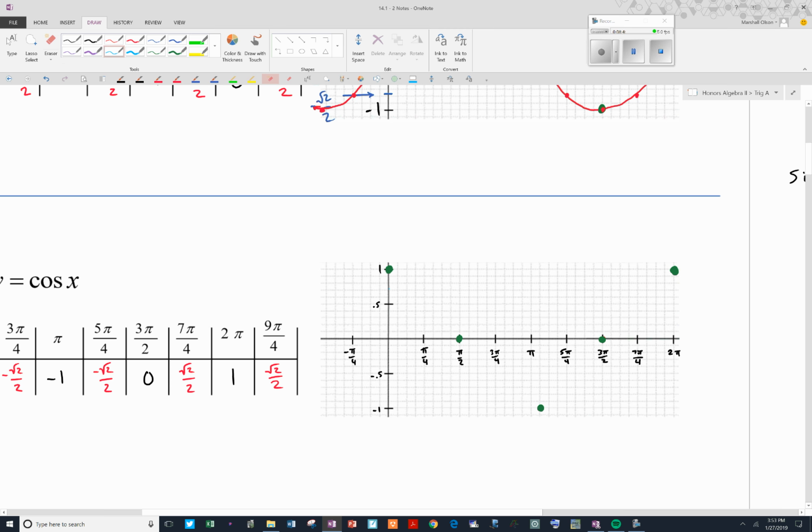So I'm just going to guess where the square root of 2 over 2, or 0.7, is, right about there. And then we could fit our other points in there at π/4 and all the other angles that have π/4 as their reference angle. So we'd come down here into the negatives.